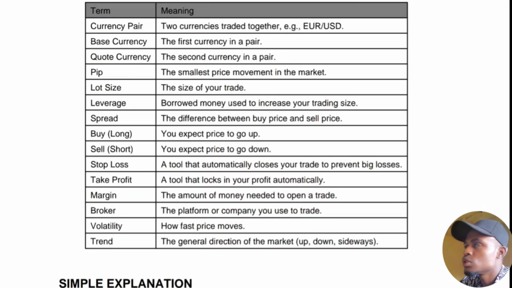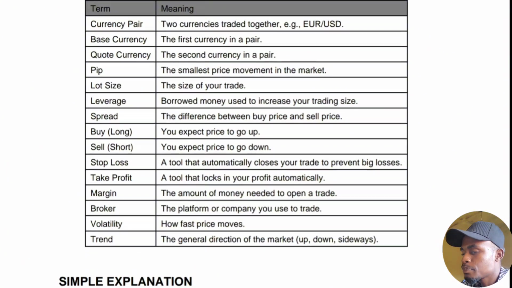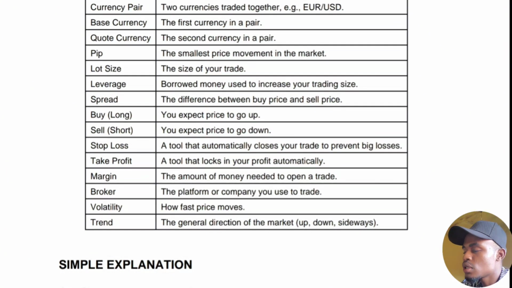Another term for buy in forex markets is long. For sell, you can use the word short. So when I say I'm longing Euro USD, it means I'm buying Euro USD. And when I say I'm shorting Euro USD, it means I'm selling Euro USD.